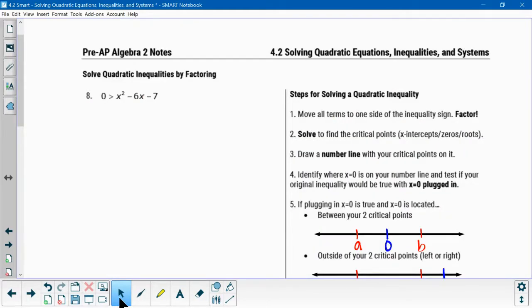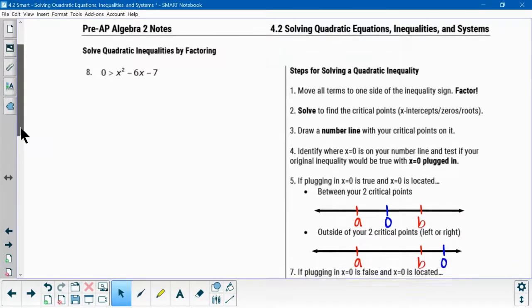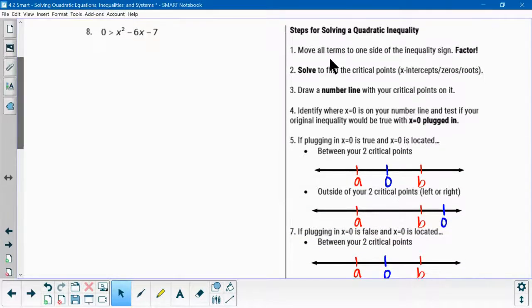Okay, now we are going to solve quadratic inequalities by factoring. So the first thing I want to do is go over our steps. We're going to move all of our terms to one side, and we're going to factor. We're going to solve and find our critical points. Again, these are our x-intercepts, our zeros, our roots, whatever you want to call them.